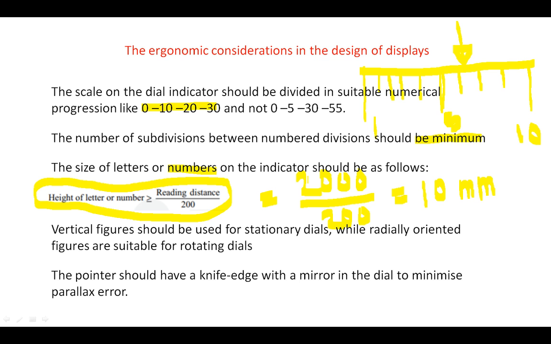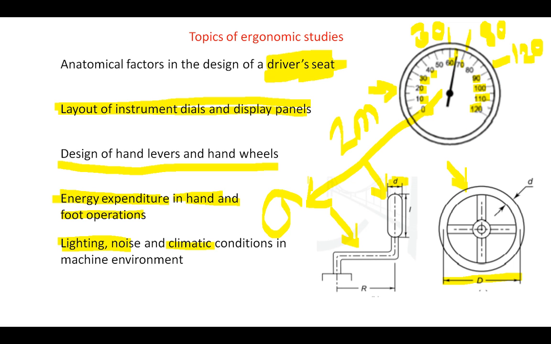And likewise, if the distance is more or less, then the size of the letter will change. So while designing a dial, you have to consider from where the user will read this. If reading from a very close distance, then the size will be different. If the user is reading from a very far distance, 4 meter, 5 meter, then the display letter or number size should be more.